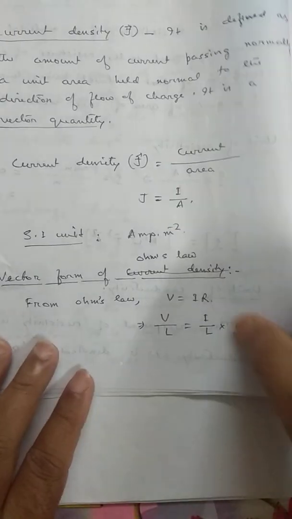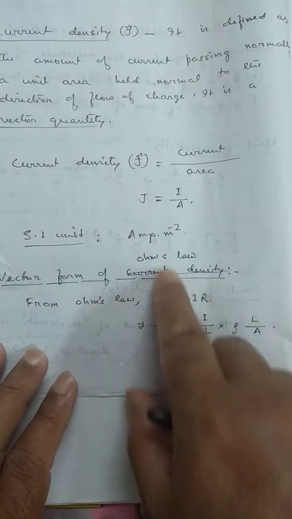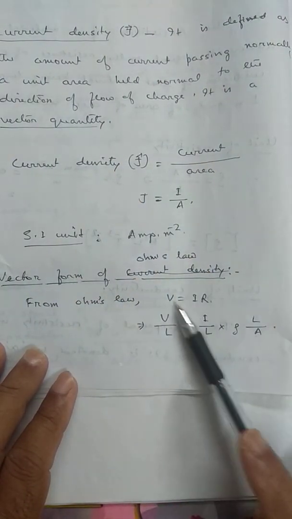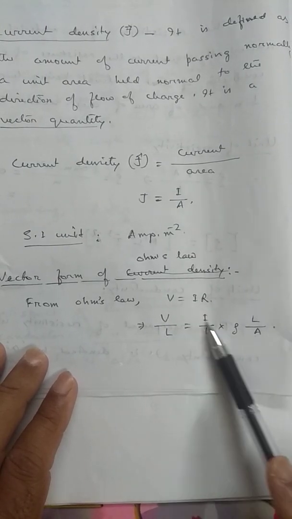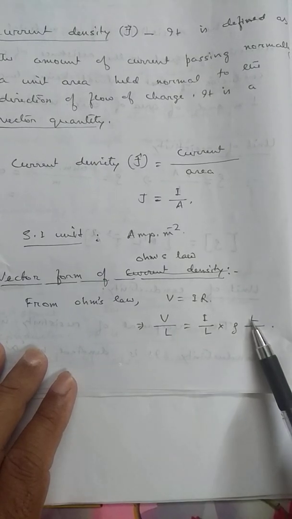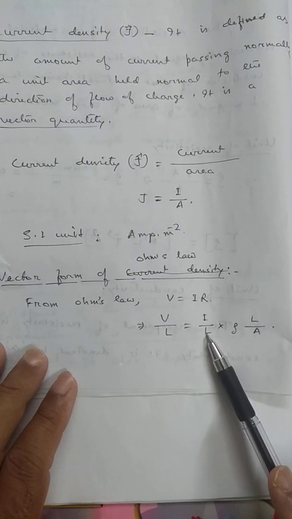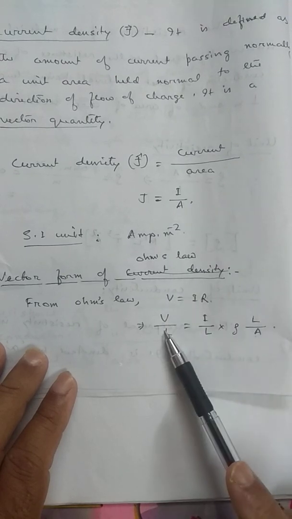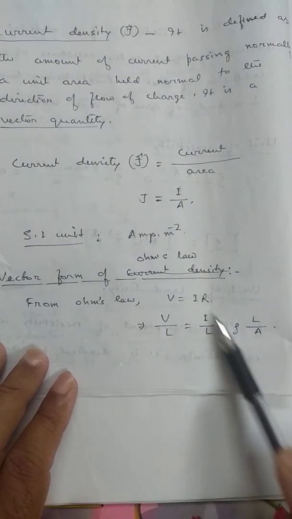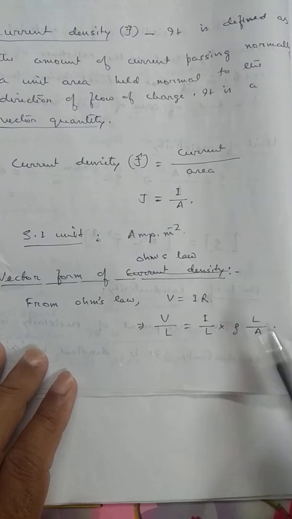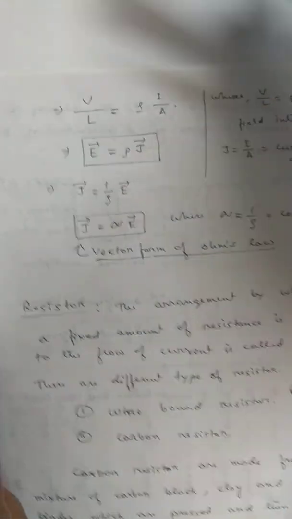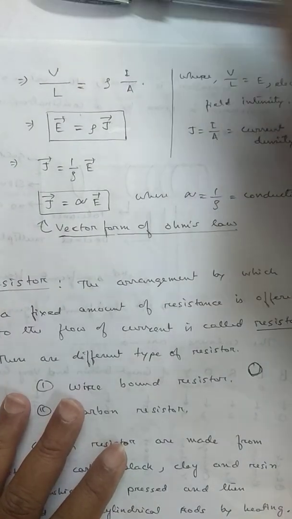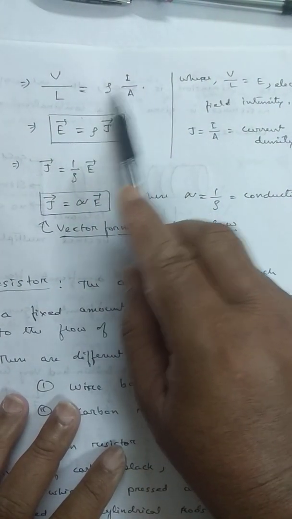Now, we are going to discuss the vector form of Ohm's law. What is Ohm's law? V is equal to IR. So, I divide the equation by L, where L is the length of the conductor. What is R? R is rho L by A, where rho is the resistivity. These L and these L get cancelled. So, therefore, what we get? We get V by L is equal to rho I by A.